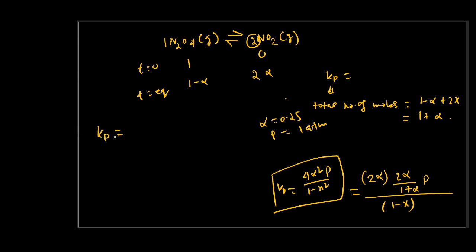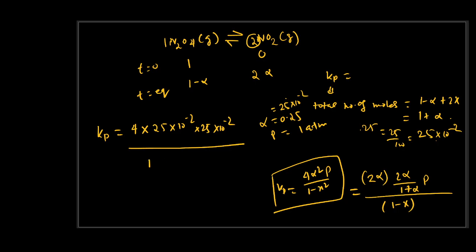So Kp equal to, for alpha value 0.25, I can write 25 into 10 raised to minus 2. 25 is equal to 25 by 100, and this one I can write 25 by 10 square. So if I take above, then 10 to the minus 2. So I can write 4 into alpha, 25 into 10 raised to minus 2, and 1 minus alpha squared. Alpha value again how much? 25 into 10 raised to minus 2.